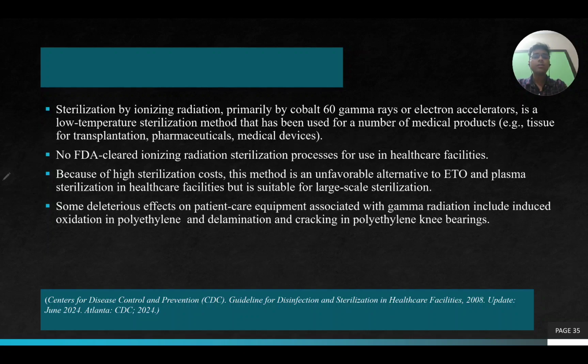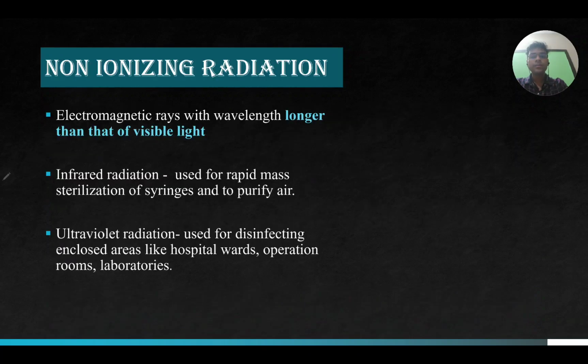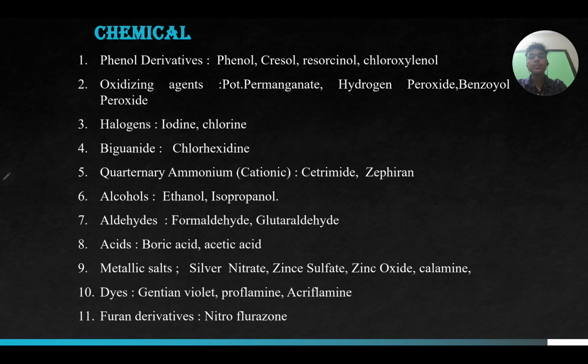Some deleterious effects on the patient care equipment associated with gamma radiation include induced oxidation in polyethylene and delamination and cracking in the polyethylene knee bearings. This is a disadvantage of this ionizing radiation mode of sterilization. Now coming to non-ionizing radiation, well, electromagnetic rays with wavelengths longer than that of visible light. Some examples are infrared radiation used for rapid mass sterilization of syringes and to purify the air. UV radiation for disinfecting the enclosed areas like hospital wards, operation rooms, and laboratories.